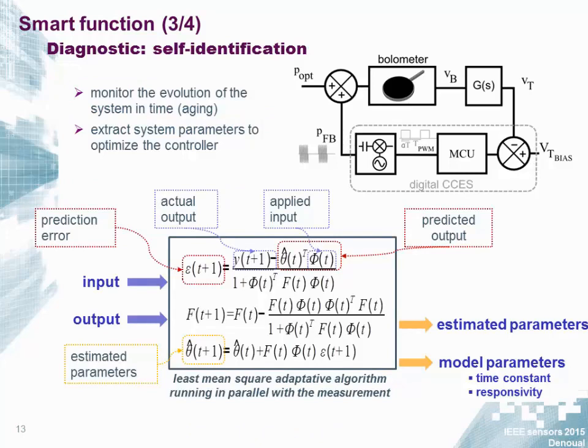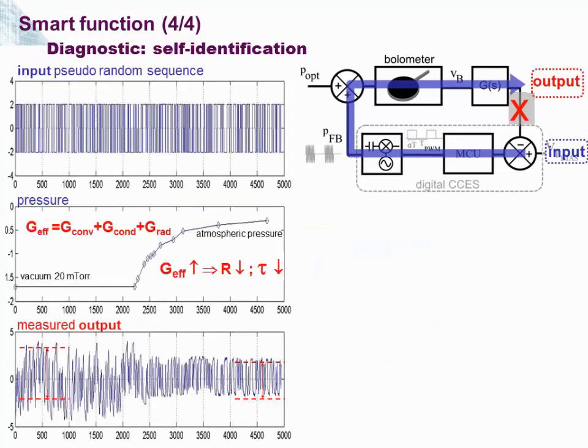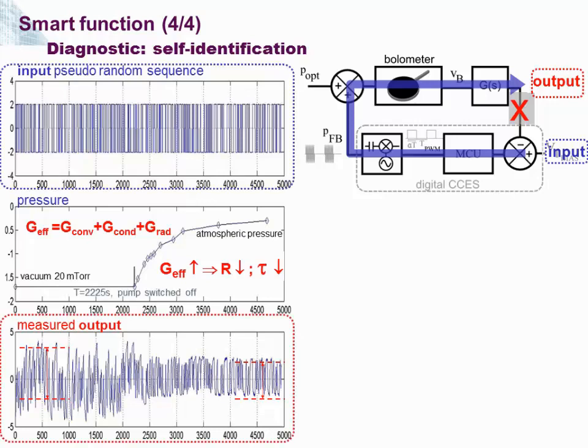So we are implementing a least mean square adaptive algorithm into the microcontroller to extract in real time the estimated parameters. So for this, we are comparing the measured output and the input we stimulate to the bolometer. So we are stimulating the sensor. The stimulation is a pseudo-random sequence to excite various frequency modes to have a better extraction. So here on the top, you have the input. This is the measured output.